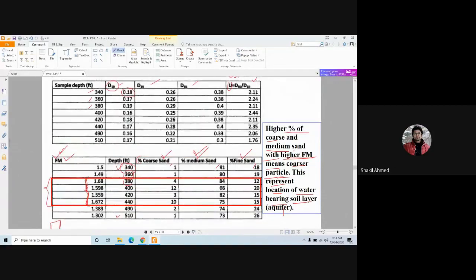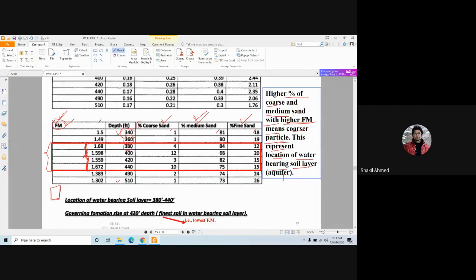So again, FM. Again, you have the FM for the identification of the aquifer. 1.5, 1.49, suddenly it's 1.7, and then it's consistently high, and then from here it starts decreasing, 1.3. So these are some consecutive layers which have higher FM with a higher percentage of medium and coarse sand. Clear? And yes, that indicates that it should be an aquifer.